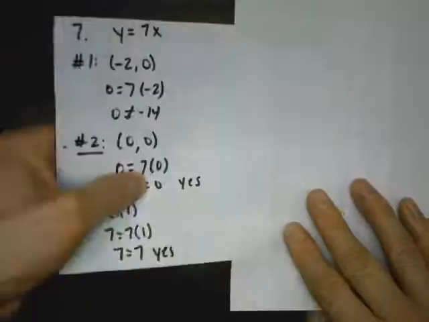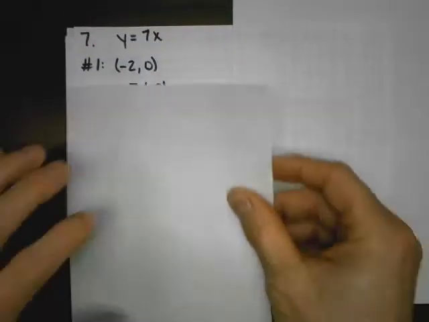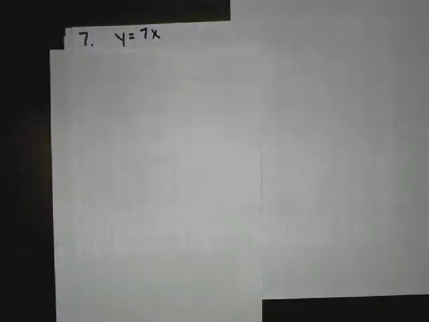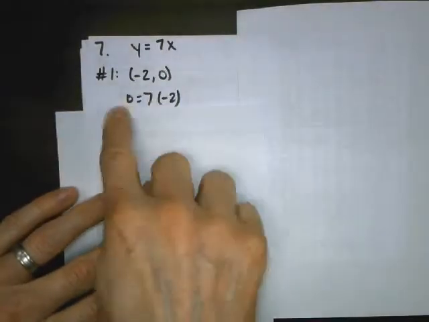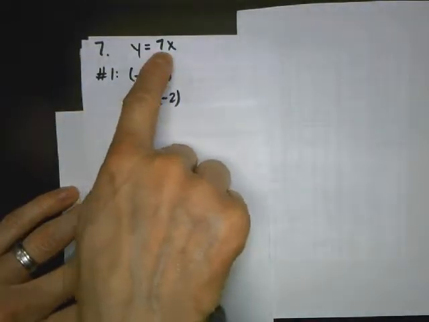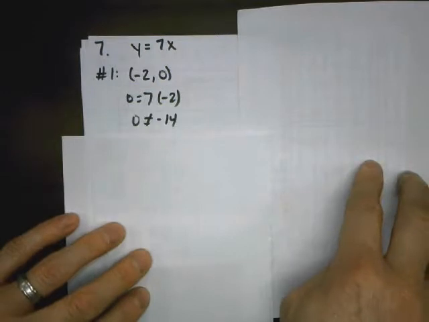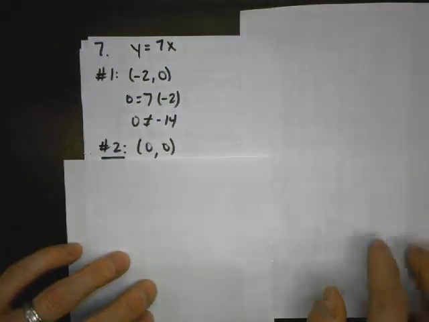All right, so we're going on to number 7 right now, and number 7 says they give us an equation, and ask us which ordered pairs are solutions to that. So what I have to do is take the ordered pair and plug it in. This is x, this is y. So 0 goes where y goes, the slope is 7, and x goes where x goes, and I simplify. That's not true, so that's not a solution.